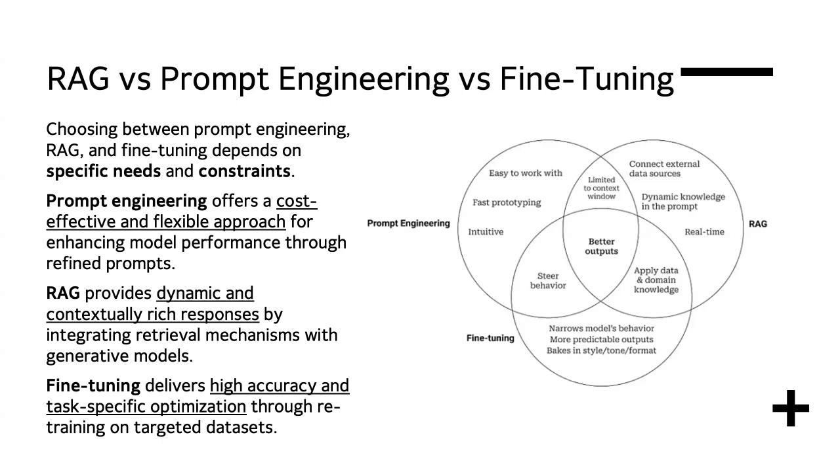But from the perspective of cost and other aspects like privacy, we would say that RAG is better here. And prompt engineering is the most cost effective, but it still needs some experiments to get a better prompt, and it's not that accurate compared to RAG and fine-tuning.